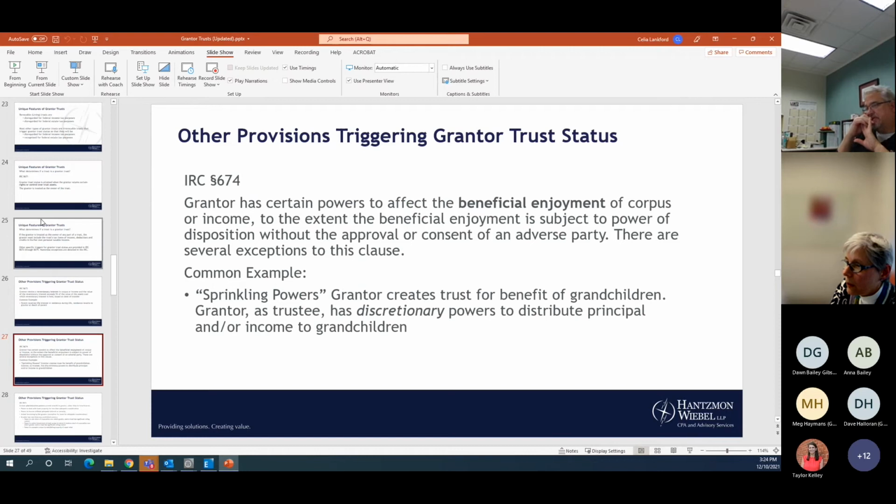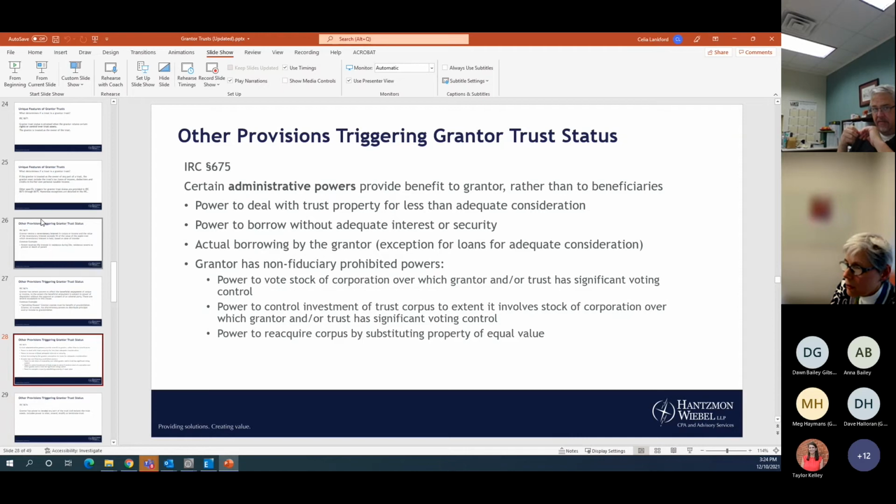Section 674 talks about how I can pick and choose who benefits from this trust. That's called beneficial enjoyment. The next section talks about administrative powers. I can sell things to the trust at below market value, and that's going to trigger grantor trust status. Another key feature is that I can substitute property in a trust. In other words, I can originally fund it, but then I can later take that property out and put in another property of equal value.